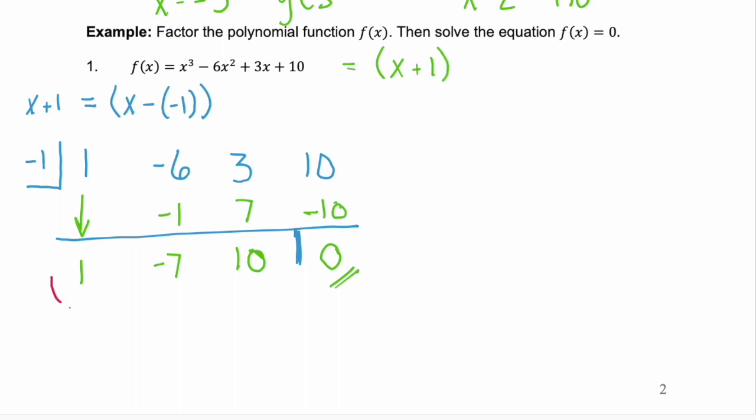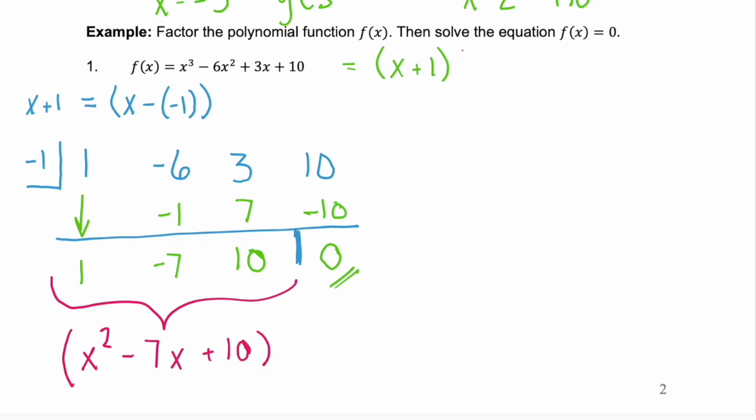Now, do you recall what this tells us? Yes, this tells us that we have x squared minus 7x plus 10. That's another factor, right? So I've factored out a binomial, and now I have a trinomial, or this polynomial, left. Now I need to factor this polynomial, and I've fully factored the given polynomial.